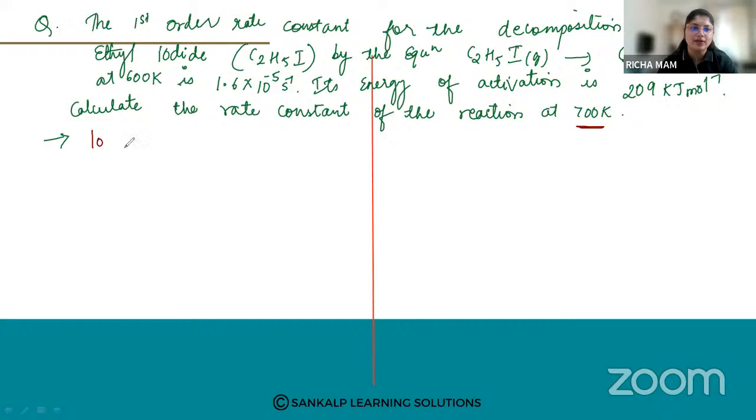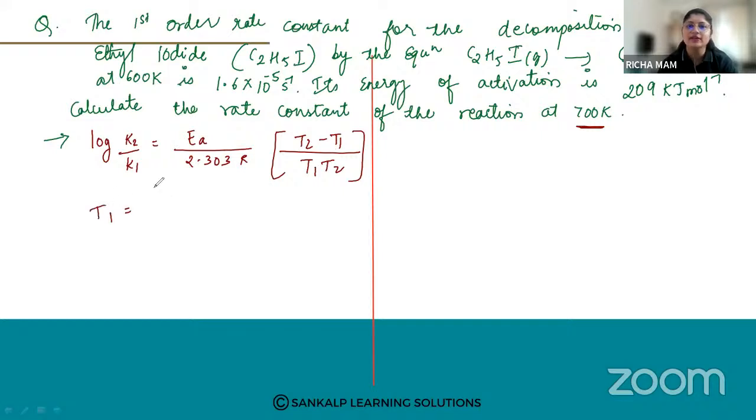So we have the formula log of K2 by K1 is equal to EA by 2.303 R into (T2 minus T1) by (T1 T2). Now, we will write all the values we have. T1 is 600 Kelvin. K1 is 1.6 into 10 raised to minus 5 per second.